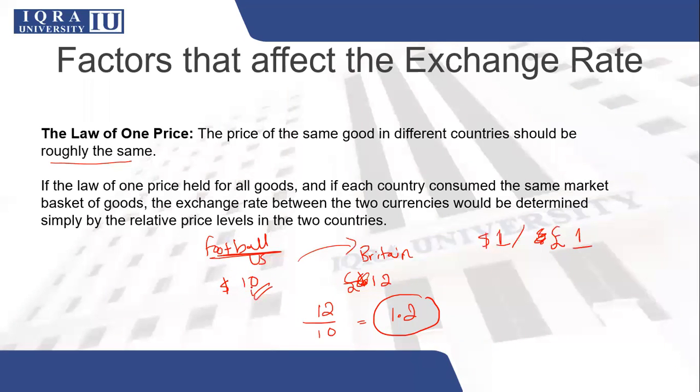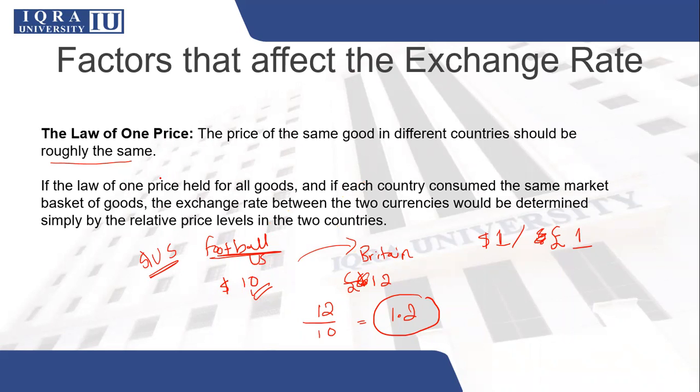So what will happen? Everybody will start to purchase over here. Because they want to import, this will drive up the demand for US dollars. Everybody would want US dollars in order to purchase the US football, which will drive up the exchange rate. So the exchange rate will adjust and the law of one price should hold.